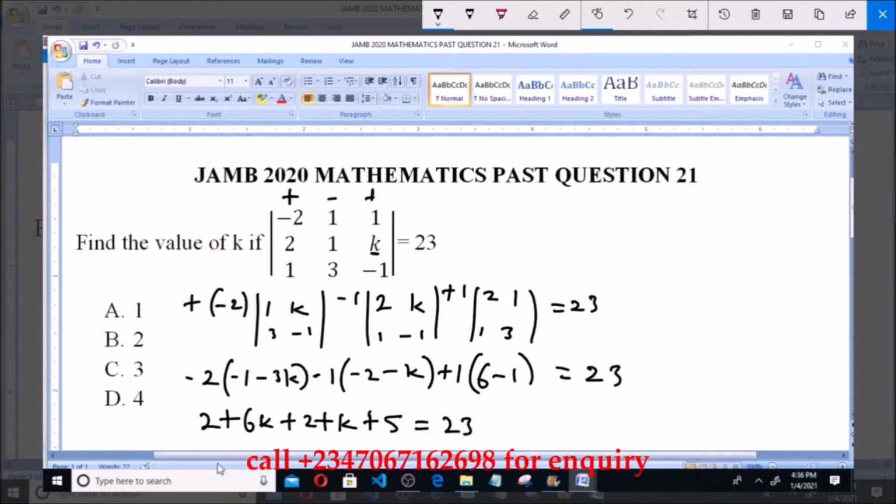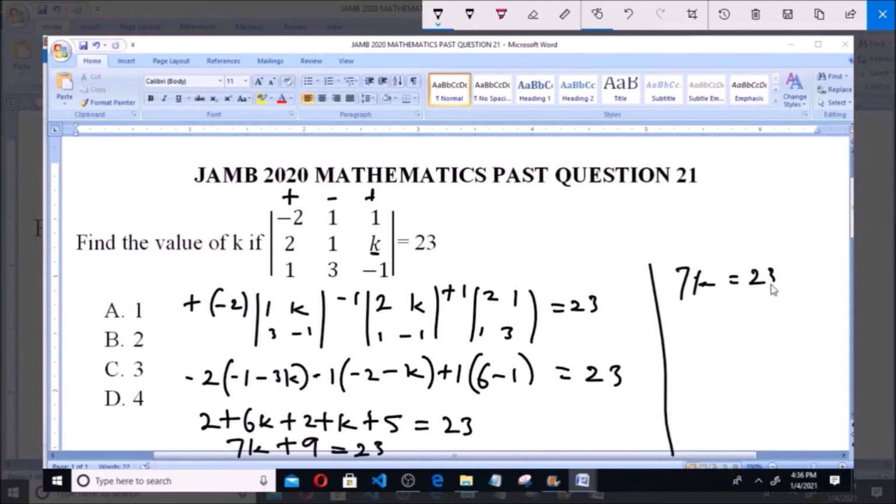Now collecting like terms, we'll have 7k plus 9 is equal to 23. Now 7k is equal to 23 minus 9. 7k is equal to 14. Now k is equal to 14 all over 7, which is equal to 2, and that is option B. So the value of k in this 3x3 matrix is 2.